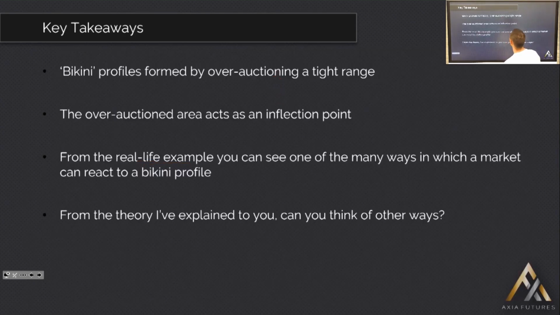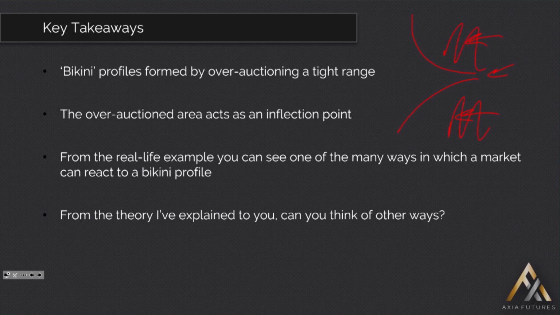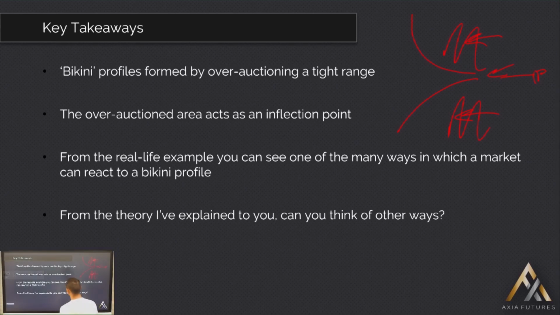So now we've gone over what bikini profiles are and how they're formed, which is by over-auctioning a tight range. So this over-auctioned area acts as an inflection point. We've got too much auctioning here, not enough auctioning there and there, and that's basically the structure. So if you think about how the market should trade, well, it's already auctioned the middle part. Eventually it wants to trade there and there, and then the center acts as an inflection point. And what I showed you after that from the bin was a real life example.